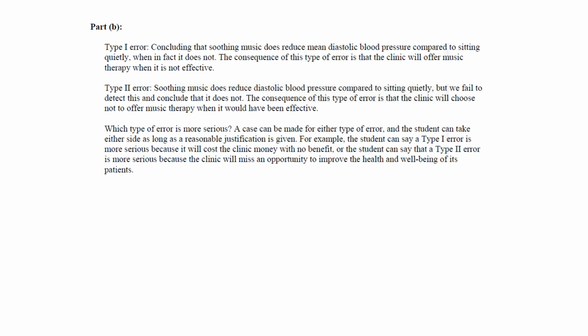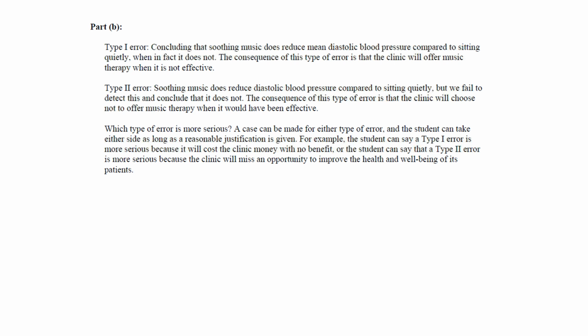So a type 1 error would be concluding that soothing music does reduce the mean diastolic blood pressure compared to sitting quietly, when in fact it does not. The consequence of this type of error is that the clinic will offer music therapy when it's not effective. The type 2 error would be that soothing music does reduce diastolic blood pressure compared to sitting quietly, but we fail to detect this and conclude that it does not. The consequence for this type of error is that the clinic will choose not to offer music therapy when it would have been effective.